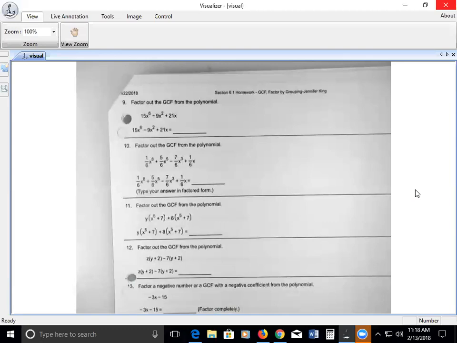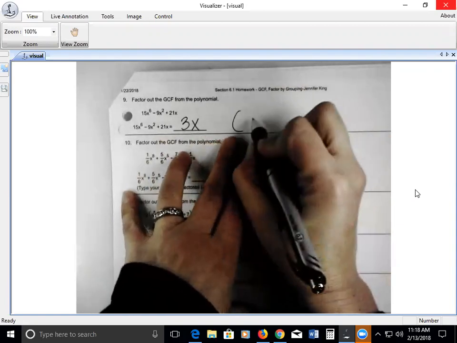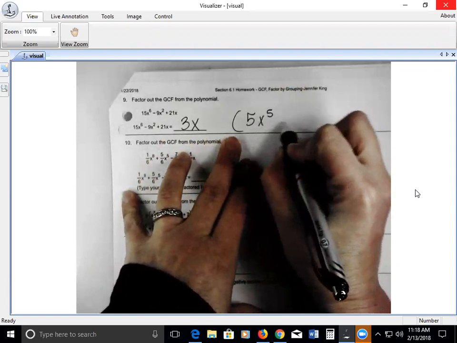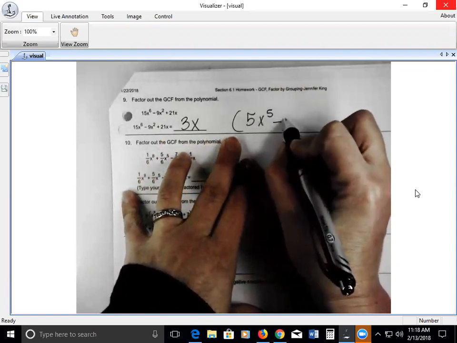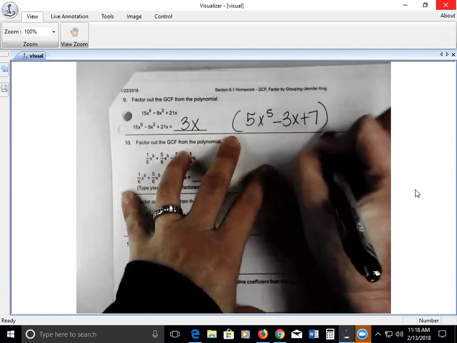So are you gonna extract a negative on question 9? No, because all three terms don't share a negative value, and the first position is not represented in a negative form. So what's your GCF going to be on 9? 3x. What's your remainder going to be? 5x to the 5th plus, minus 3x plus 7.